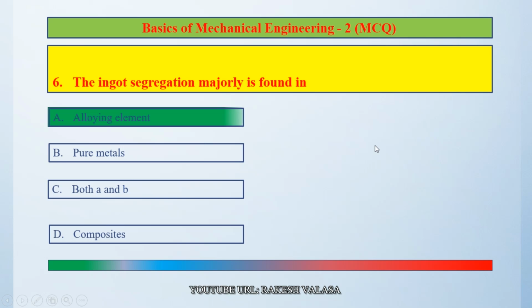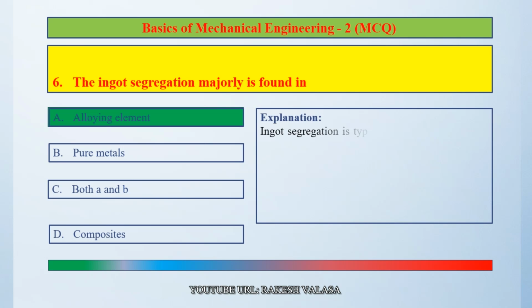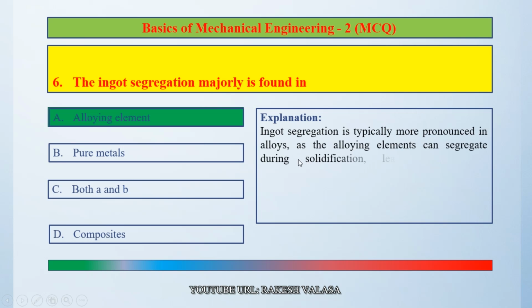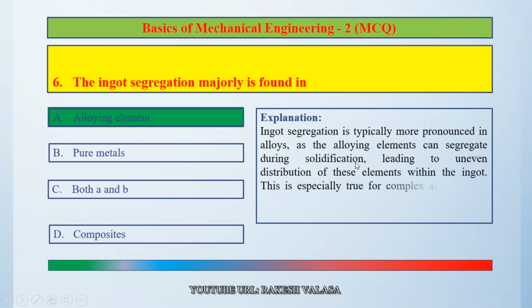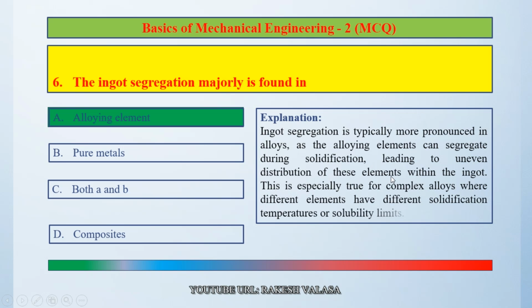Let us see the explanation. Ingot segregation is typically more pronounced in alloys, as the alloying elements can segregate during solidification, leading to uneven distribution of these elements within the ingot. This is especially true for complex alloys where different elements have different solidification temperatures or solubility limits. So the correct answer is option A, alloying element.